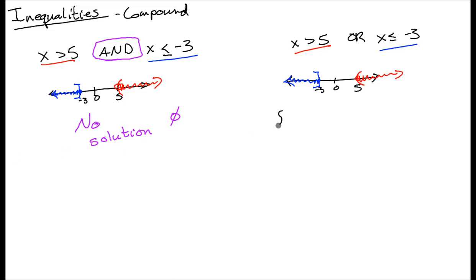This is where set notation is very valuable. X is greater than 5, or x is less than or equal to -3. You just can't simplify it anymore like we did with the and there. These are shooting off and they don't overlap, so there's no way to simplify that even more.